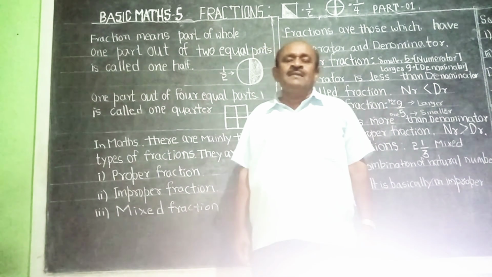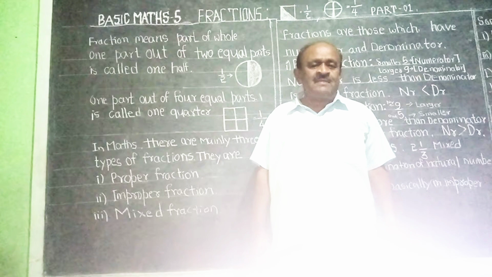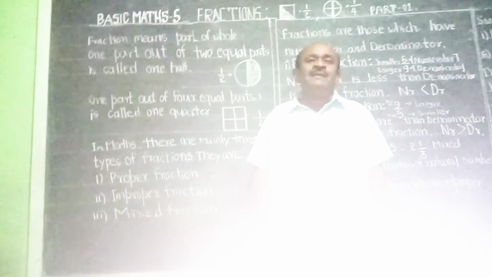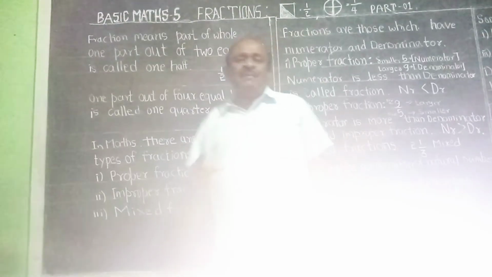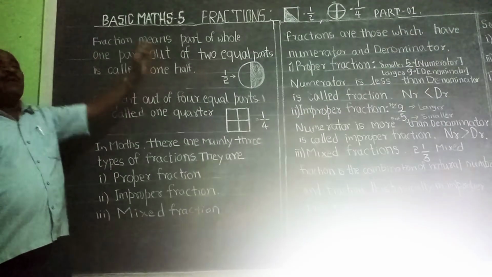I am going to start the basic maths part 5. In this basic maths part 5, I am going to explain about the fraction. Fraction means here you have a numerator and denominator. Fraction means part of a whole.